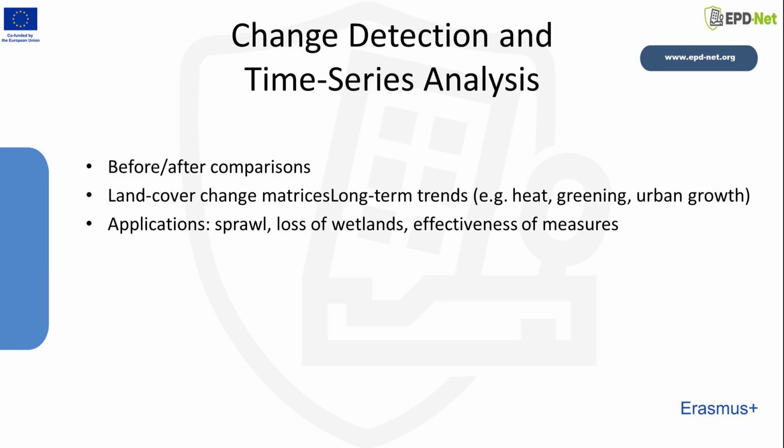We focus on methods for assessing change over time, which are central to resilience planning. We explain that simple before and after comparisons of indices or classifications can reveal where urban expansion has occurred, where vegetation has been lost or gained, and where surface temperature has increased. More formal approaches involve computing land cover change matrices that quantify transitions between classes over specified periods. Time series analysis using multiple dates, sometimes dozens or hundreds of images, can uncover long-term trends and seasonal patterns in variables such as vegetation greenness or land surface temperature.